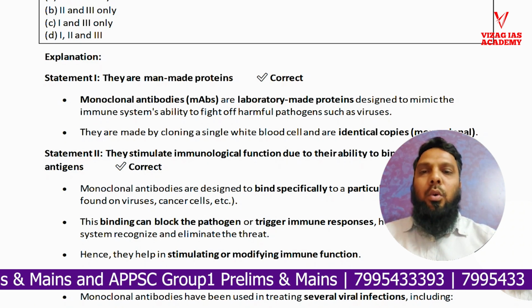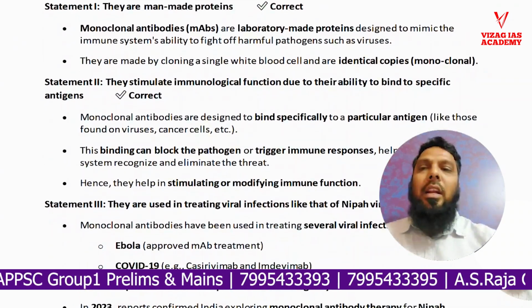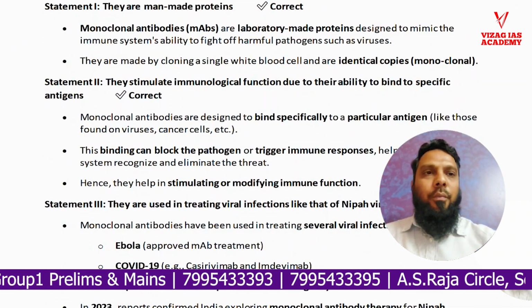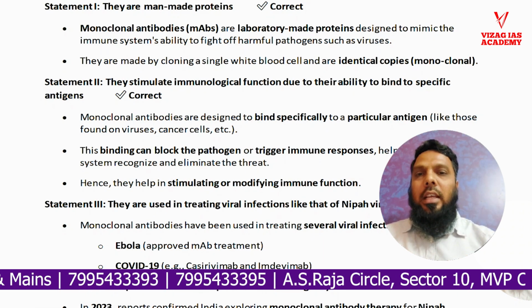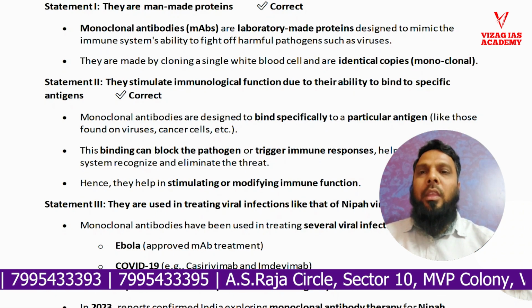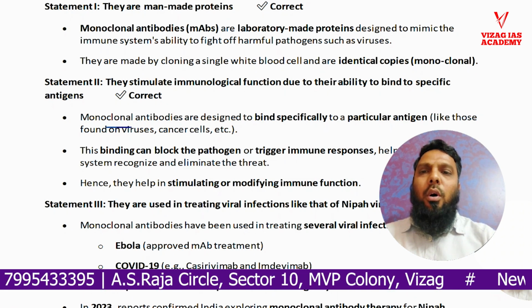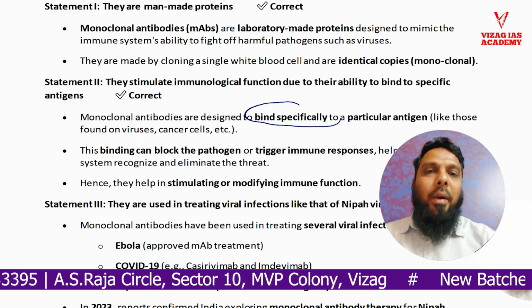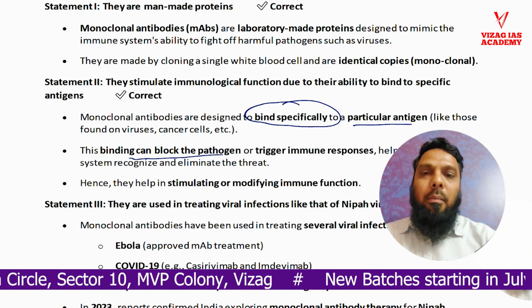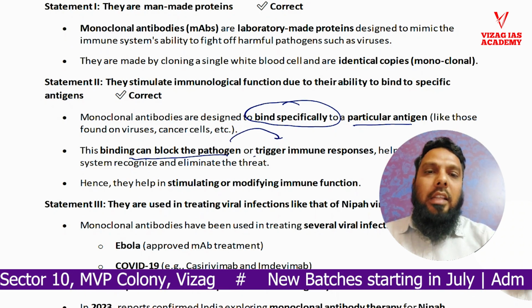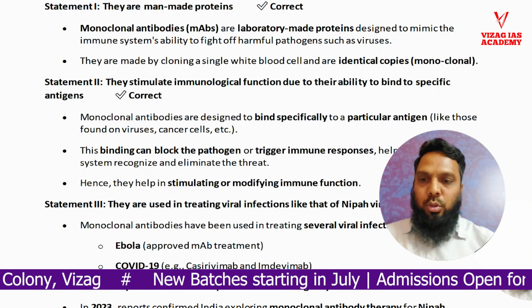Now coming to statement 2, they stimulate immunological functions due to their ability to bind to specific antigens. Now this part many of you might not know, but again, this was also covered in the newspaper as part of current affairs. The news link is provided. So, monoclonal antibodies are designed to bind specifically to a particular antigen. Now, this binding can block the pathogen and trigger the immune response. So, therefore, definitely statement 2 is also correct.